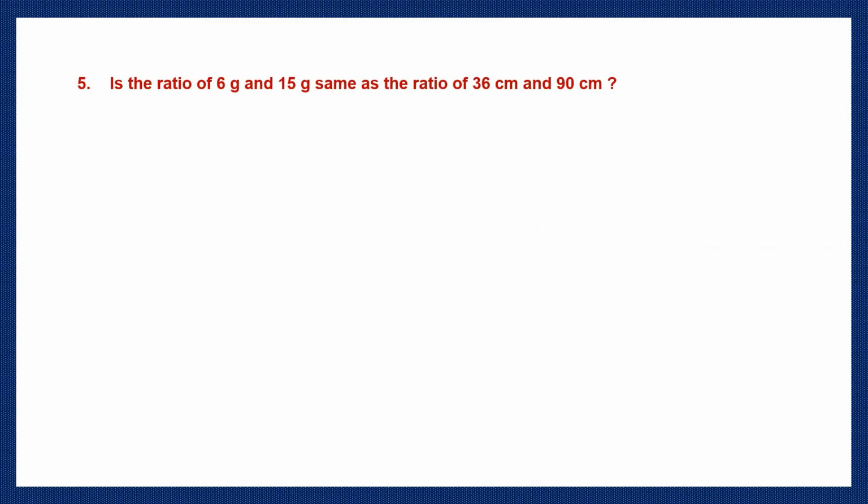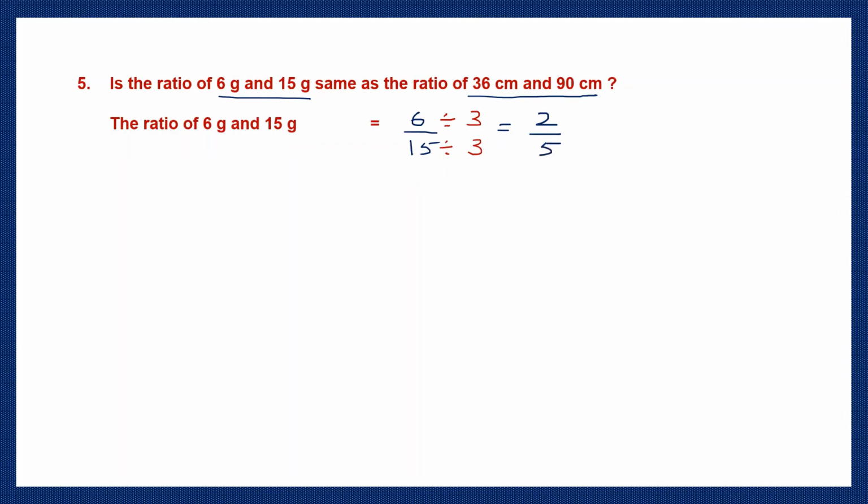Question 5. Is the ratio of 6 grams and 15 grams, this is one ratio, the same as the ratio of 36 centimeters and 90 centimeters? So that means we need to find the ratio of these two and check the answers. The ratio of 6 grams and 15 grams: we write that as a fraction and then divide both by the same common factor. In this case, it's 3. So 6 divided by 3 is 2, and 15 divided by 3 is 5. So the ratio here is 2:5. Now let's see the next one.